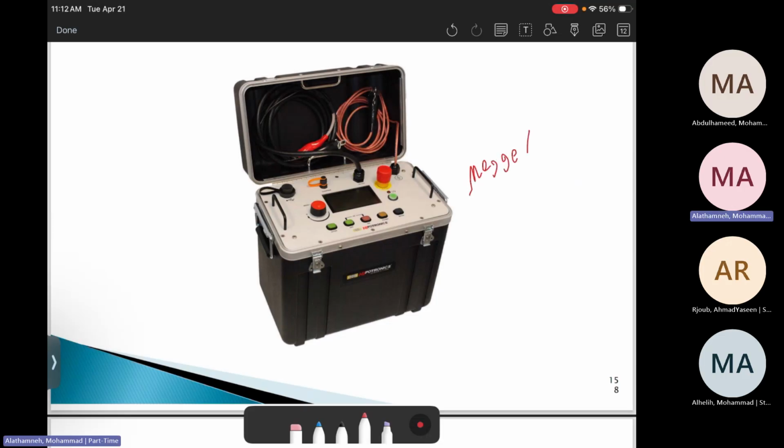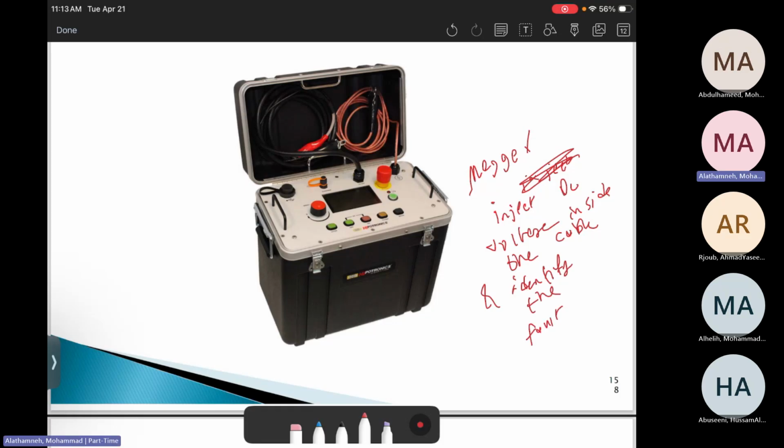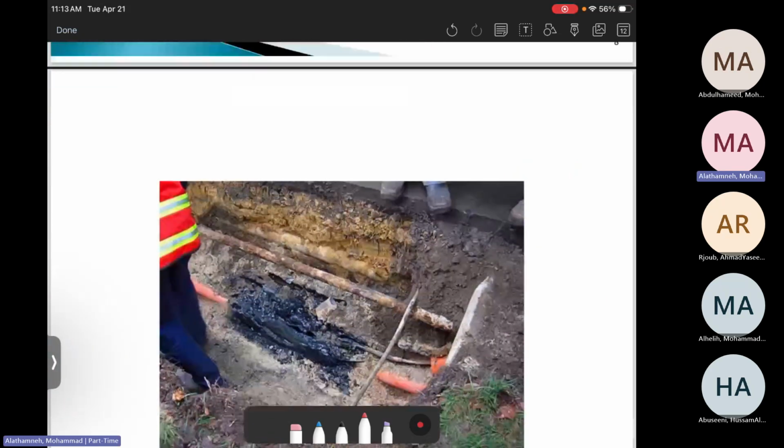Then how can we see if there is a fault? They will inject DC voltage inside the cable and identify the fault location. This is called a Megger, and the source applied is DC.